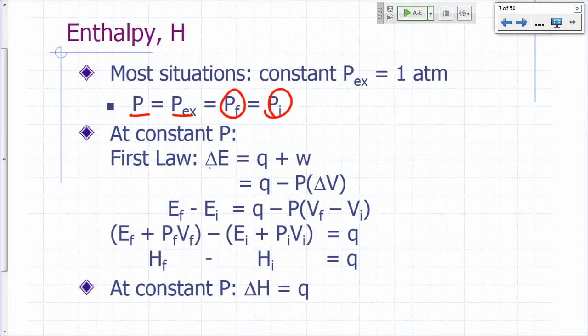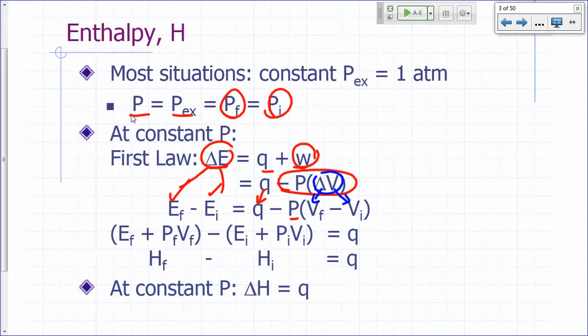So what if it's constant? Going back to the first law, we said delta E, the change in internal energy, is Q plus W. And if you recall, we defined W to be negative P external times delta V. So that's your W right there. So you can say then that E final minus E initial, that's delta E, is equal to Q minus P times delta V, and delta V is V final minus V initial.